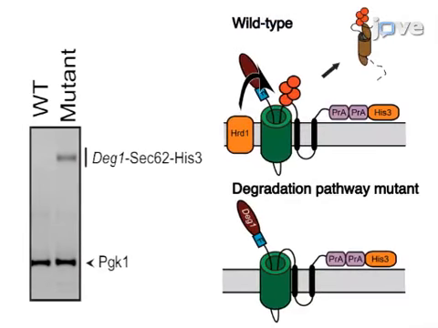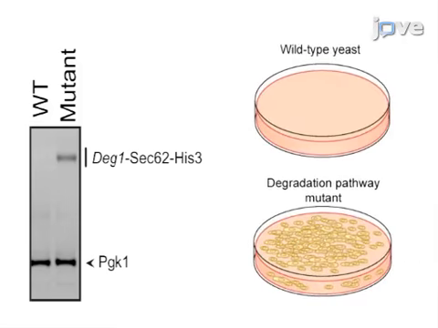The results show that the abundance of an unstable protein is increased in cells with a mutation in a gene required for degradation. The converse is true for degradation-competent wild-type strains.